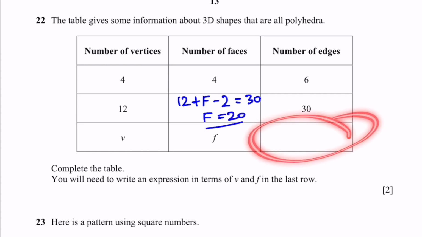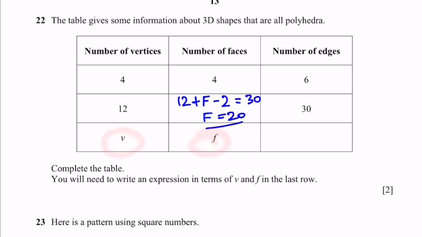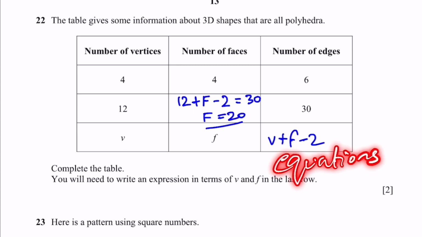Now for the number of edges, using v and f, we can say, as I've just said, v plus f minus 2 is equal to e, so you can just write v plus f minus 2. We'll not put equal to e over here because we need to write an expression, and expressions do not have equal to signs. The ones which have equal signs are called equations, as you might already know, but just a reminder, do not put an equal to sign over here and do not write equals e. That's the answer. Let's go to question 23.